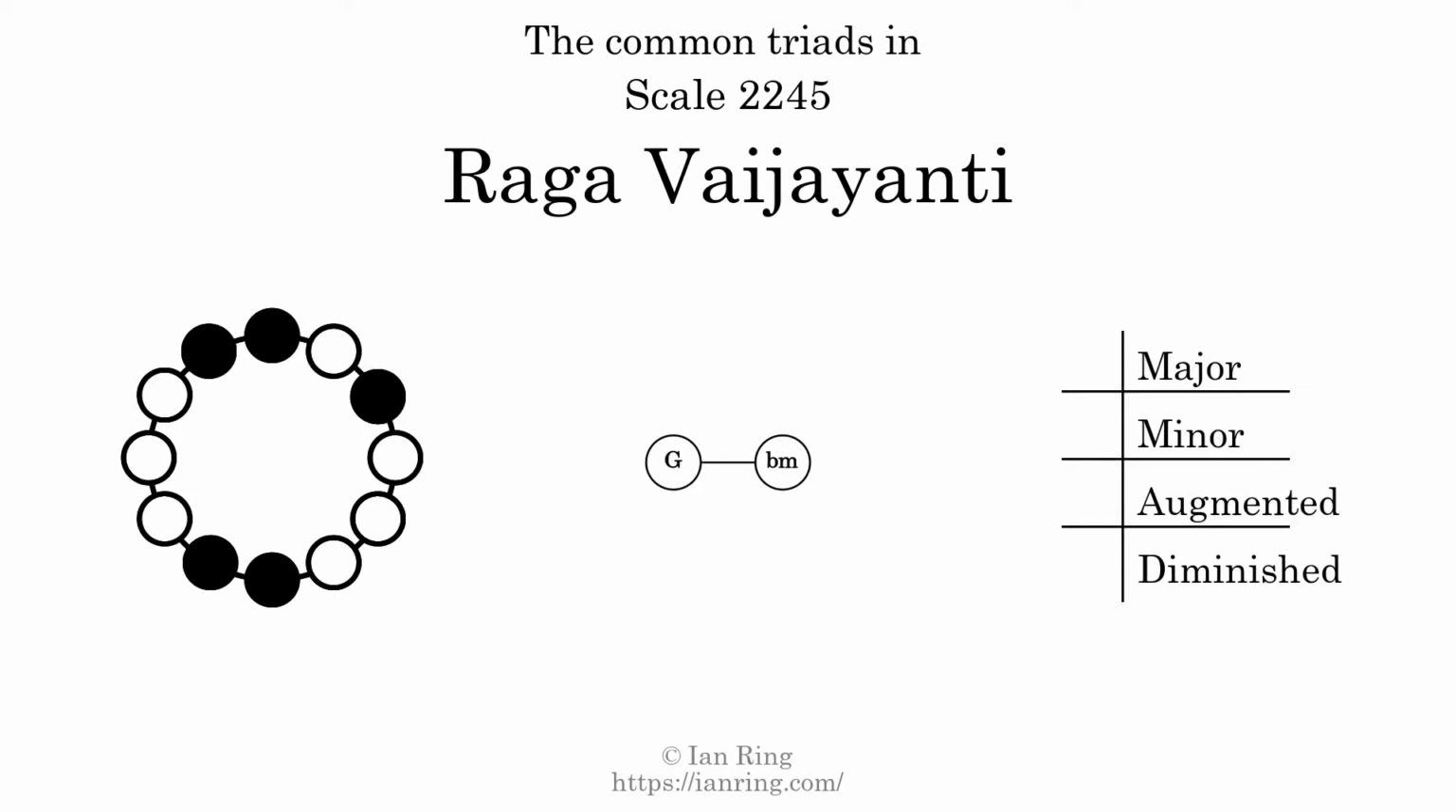100011000101. Here are the common triads present in this scale. The diagram in the center is a graph of parsimonious voice leading between triads. There is one major triad. There is one minor triad. There are no augmented triads. There are no diminished triads. Here is a Hamiltonian path of parsimonious voice leading that uses all the triads.